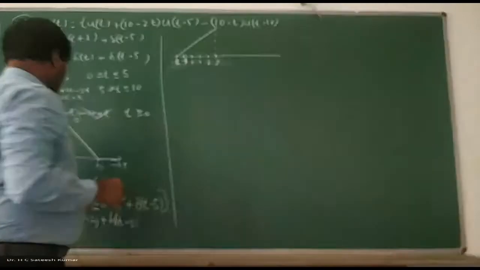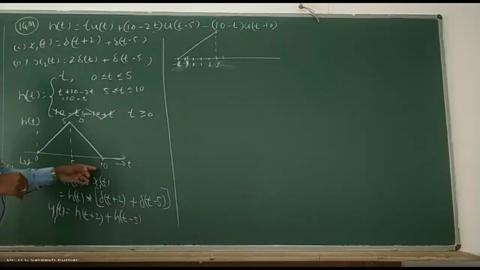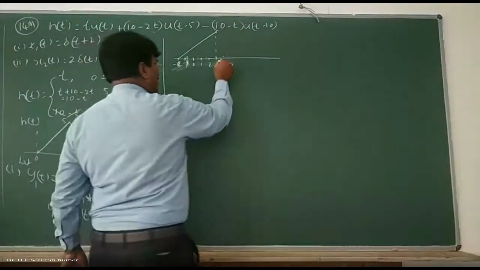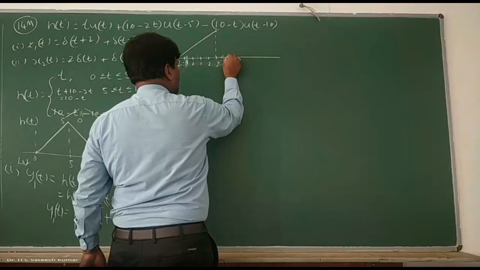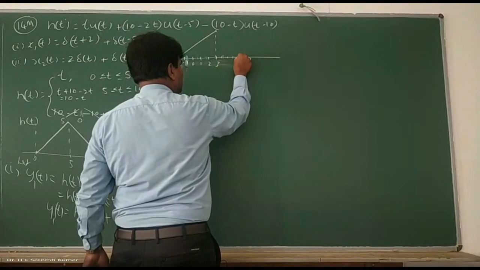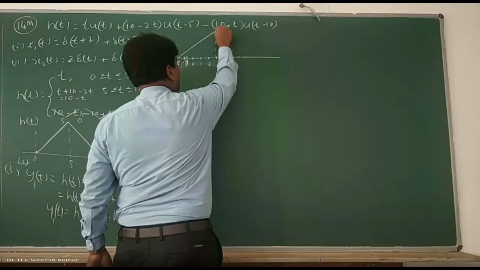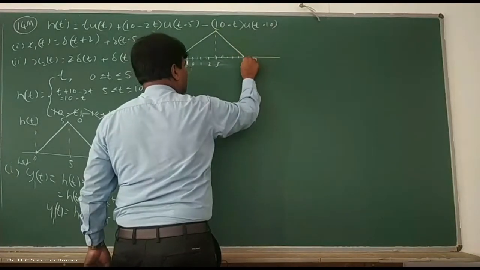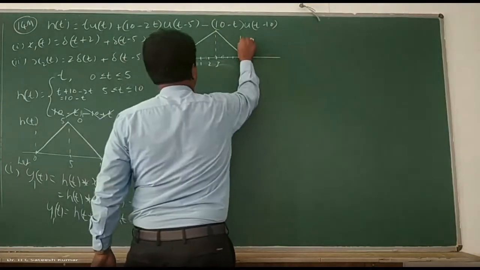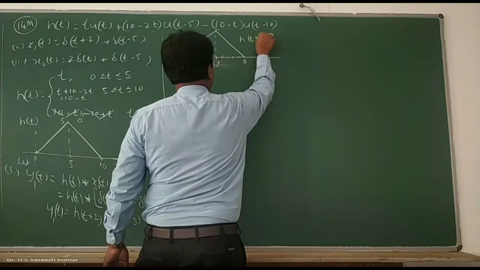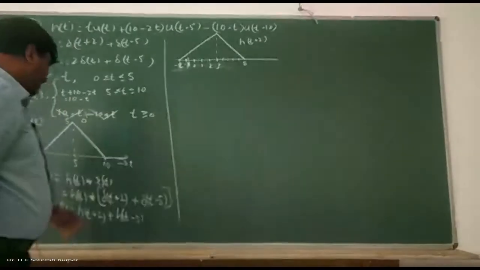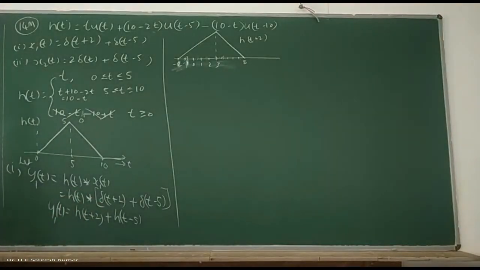Next, shift left by 2 units. Up to 8 only. What will it be? 3, 4, 5, 6, 7, 8. Up to 8. So this is your h of t plus 2. For this h of t plus 2, add h of t minus 5.